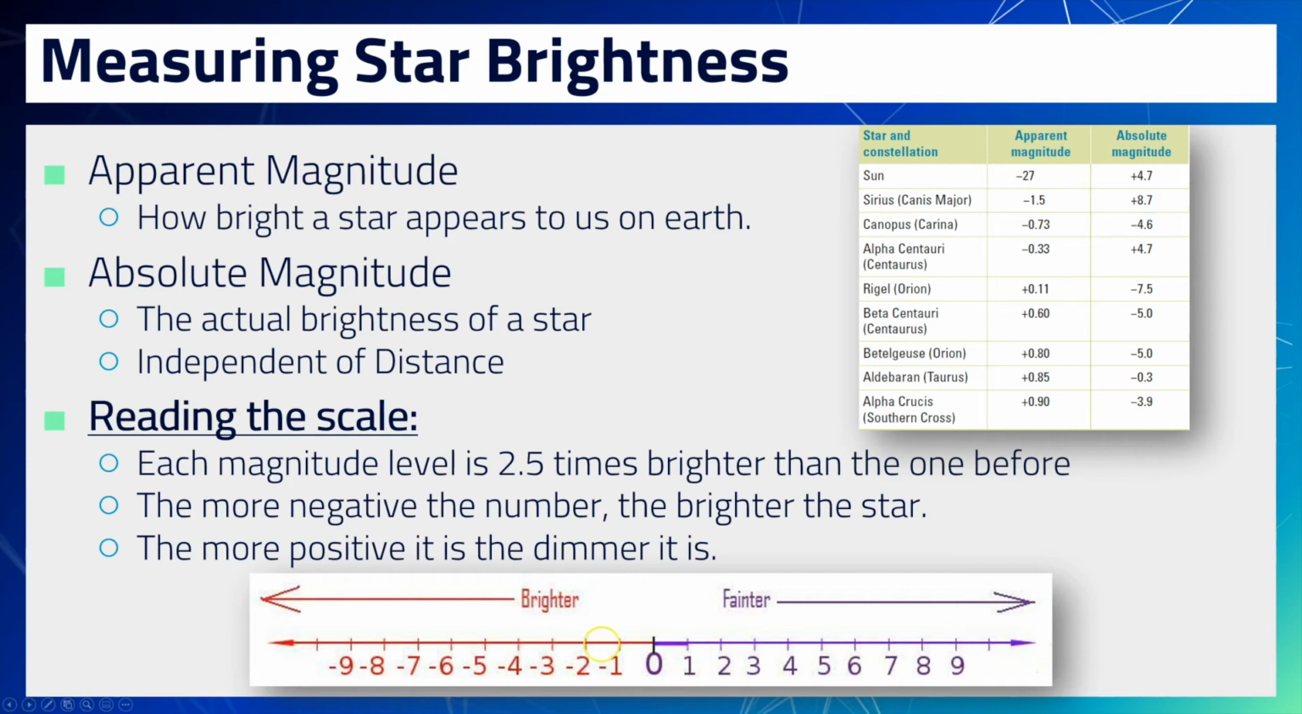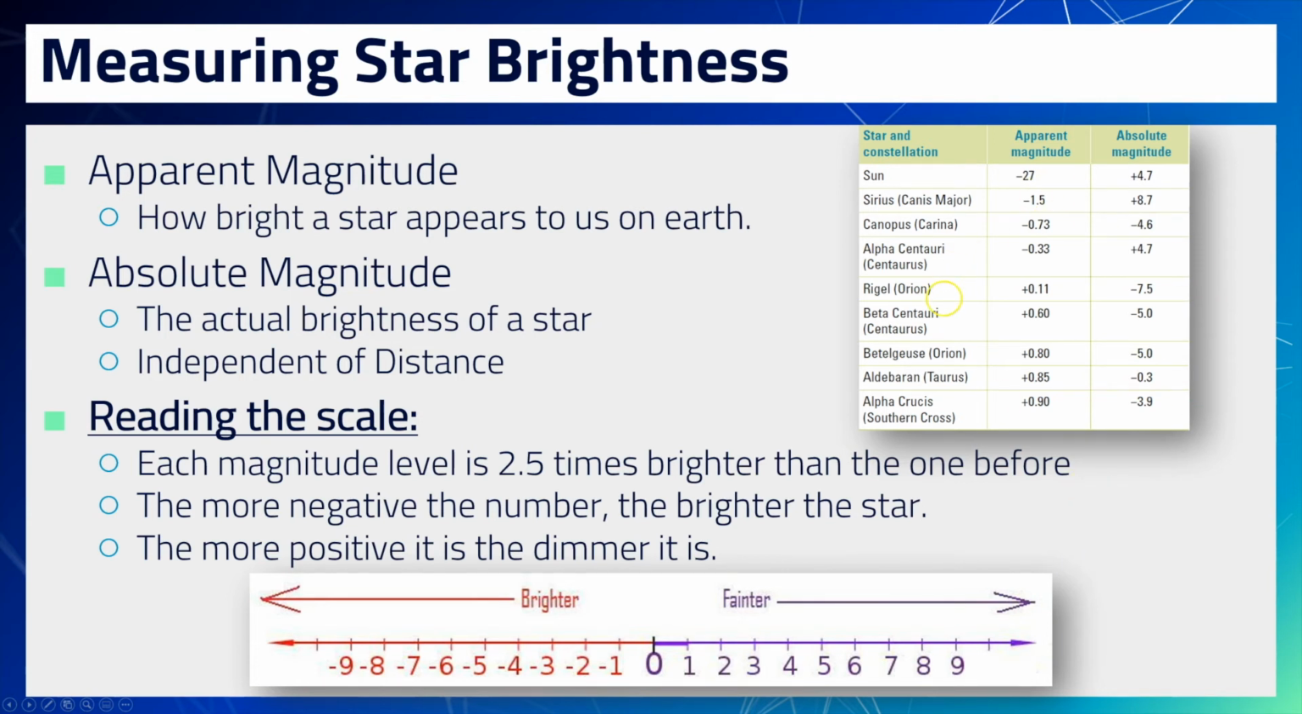So this number scale down the bottom is quite handy. On the red left side where we have negative numbers, as they get more and more negative, that's actually saying it's getting brighter and brighter. On the other hand, on this purple side on the right, as we get more and more positive and that positive number gets bigger, we're actually talking about a fainter or dimmer star as it gets more and more positive.